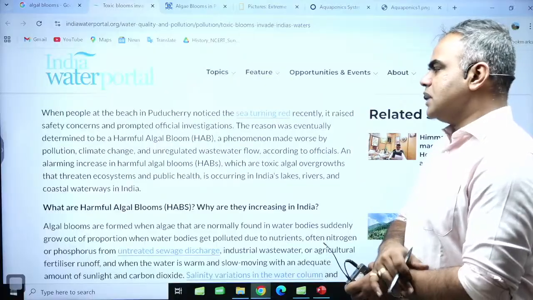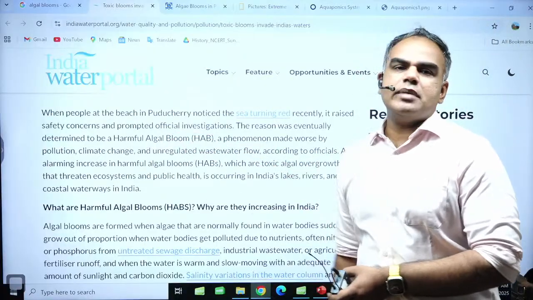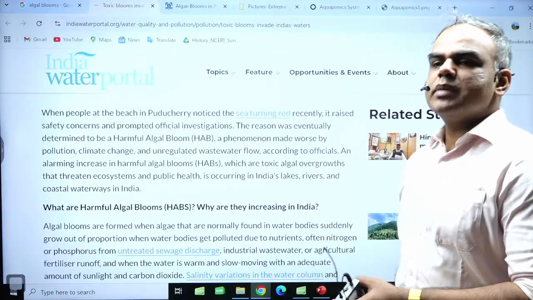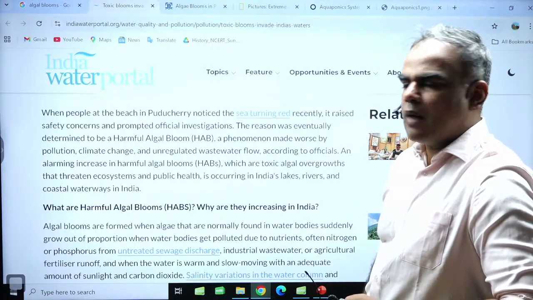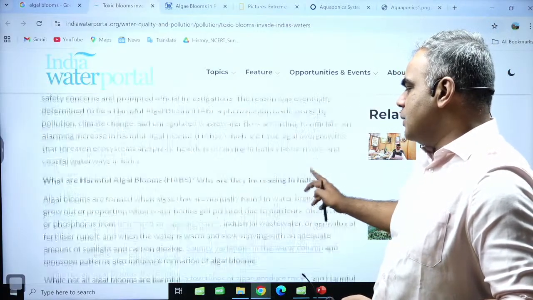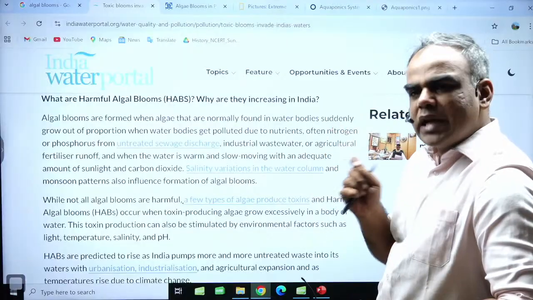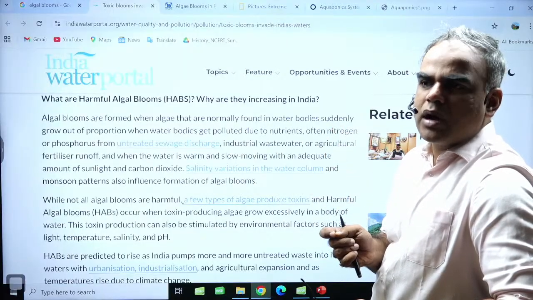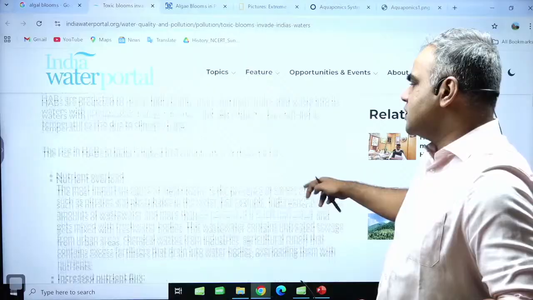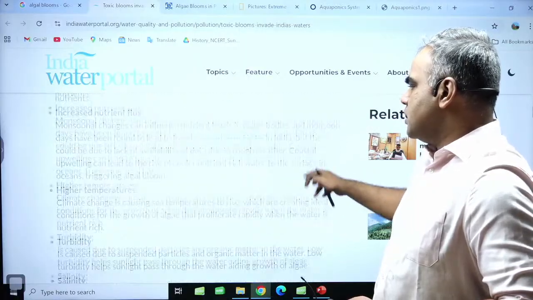Right? So one term is algal bloom, another term is HAB. When the algal bloom turns toxic or harmful, they are known as harmful algal blooms. This also means that not every algal bloom will be toxic or harmful. It is only to this extent that it becomes a problem.